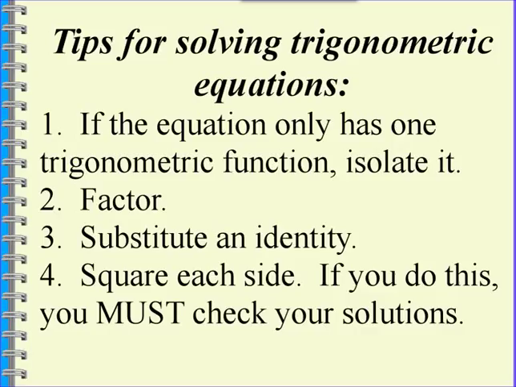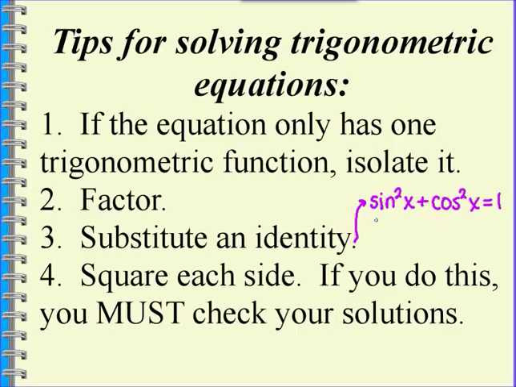The second tip is to try and factor. If you have two functions that have the same term in common, you can factor those out. The third tip is to try and substitute an identity. So let's review what those identities are. The first identity, if you remember, was sine squared plus cosine squared equals what? 1. That's the first identity.